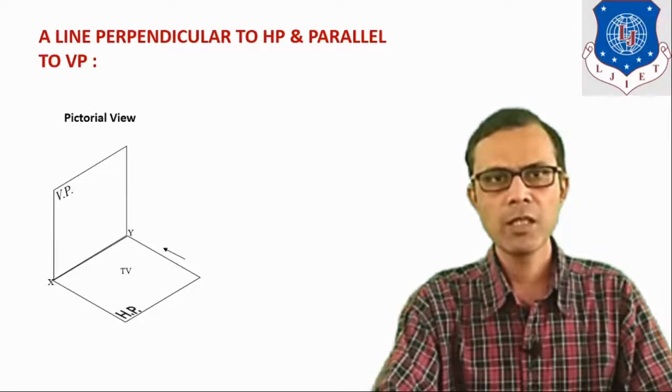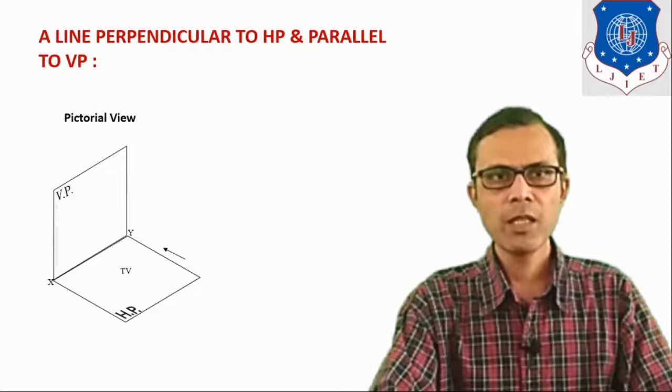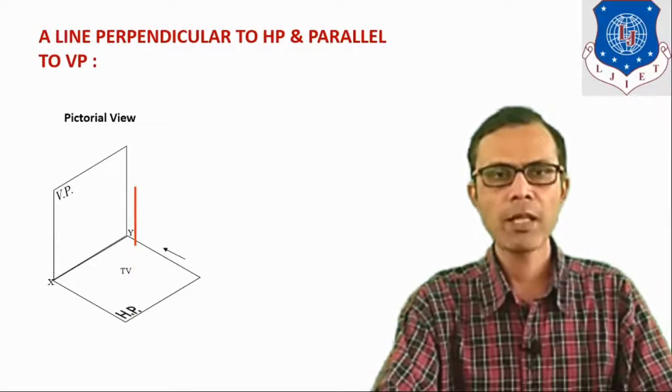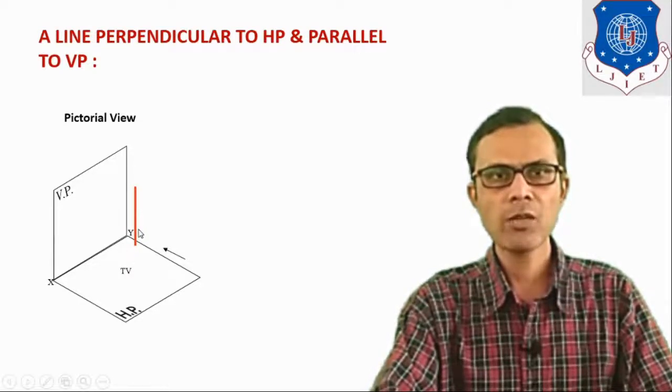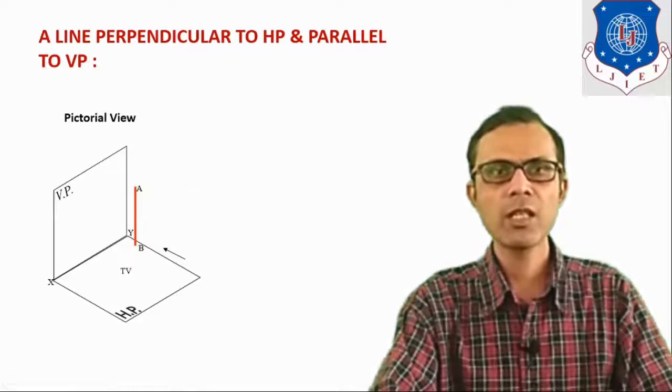Here you can see there are two principal planes of projection. One is HP, that is horizontal plane, and second is VP, that is vertical plane. So given line is perpendicular to HP and parallel to VP. This diagram shows the actual location of the given line. You can see here this line, AB line, is perpendicular to HP and it is parallel to VP. We have to draw its projection in this position.